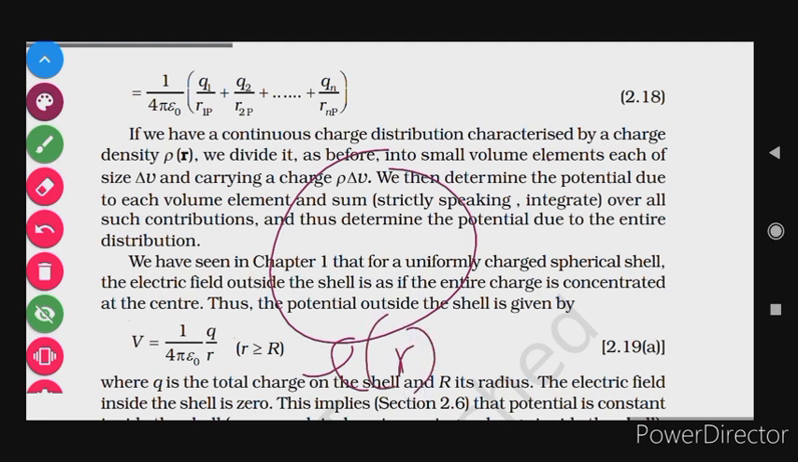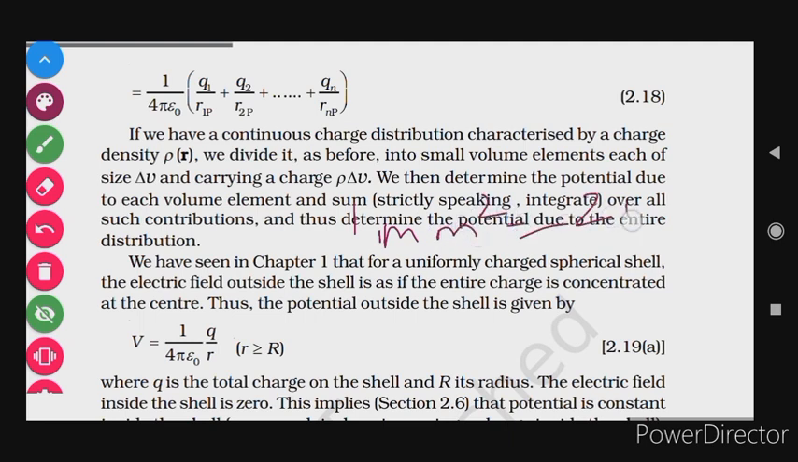What is the meaning of volume charge density? It is the charge per unit volume. That is, how much charge a unit volume has. For example, suppose 1 cubic millimeter has 2 microcoulomb of charge. Then I'll say the volume charge density is 2 microcoulomb per cubic millimeter.